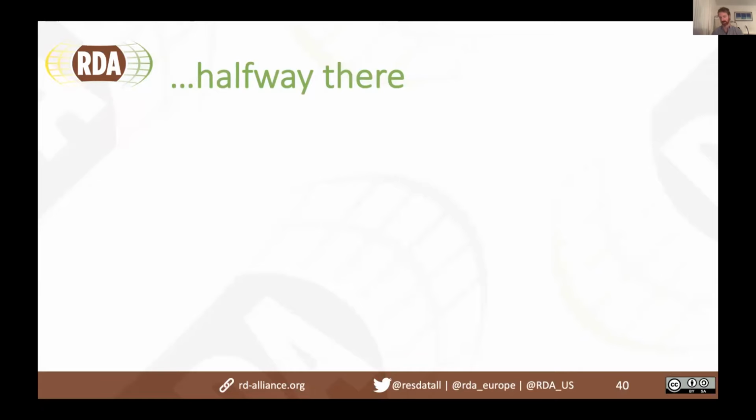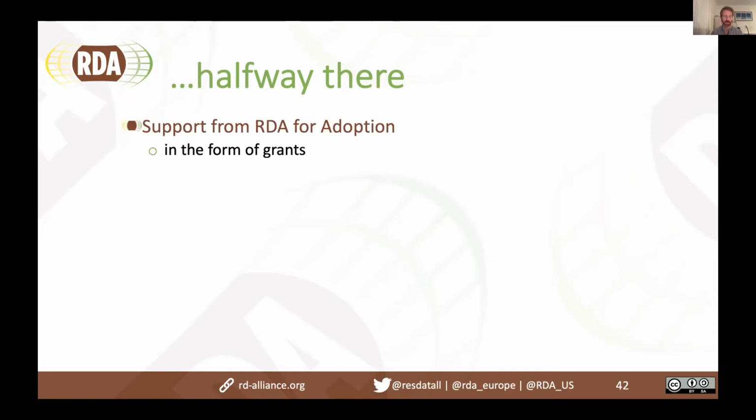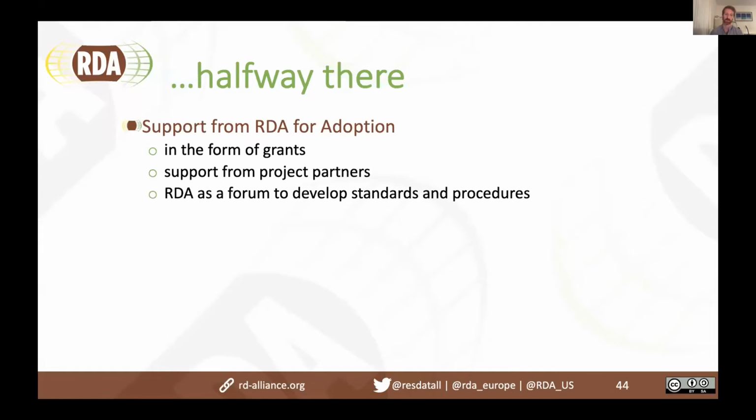I think we are just about halfway through, maybe just a bit over halfway. So far we've looked at adoption stories where there's been some level of support from the RDA, be it in the form of grants, support from various project partners under various RDA project banners, or support from the RDA as a forum to develop these standards and procedures. What is noticeable in these cases is that facilitating the input of the community and harnessing the RDA principles of openness and consensus has been key to the success of all the endeavors we covered so far, and the ones we'll cover next.